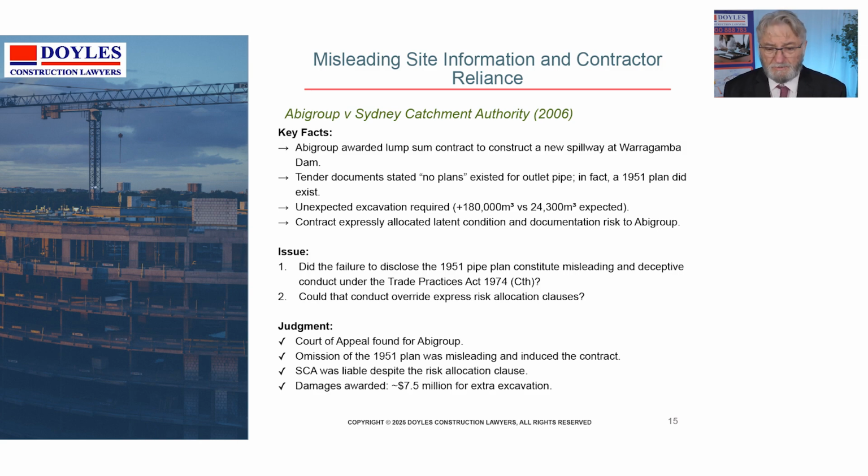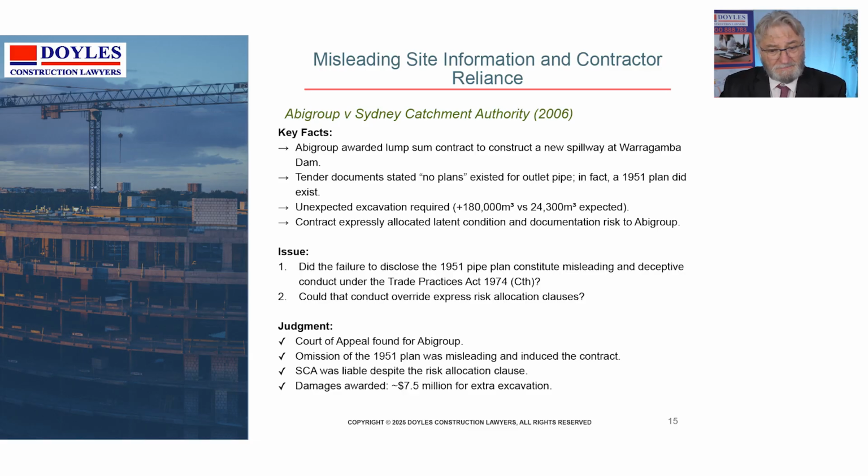So if on the one hand you have in your contract that somebody agrees they'll accept all the latent conditions, but in fact you provided them with misleading information as to the extent or the risk of latent conditions, then if that misleading information has misled them, they will effectively be let off their undertaking. So Abigroup and Sydney Catchment Authority is an example of this.